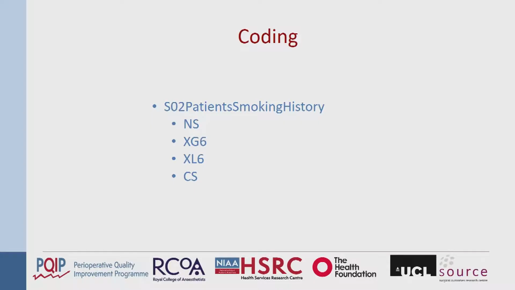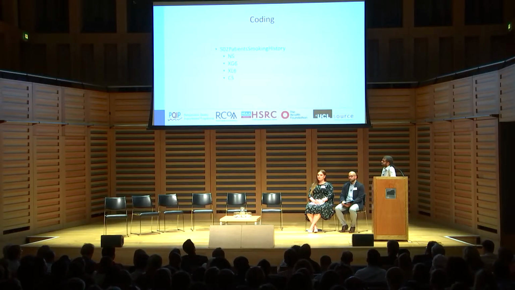However, as you can imagine, the PQIP dataset is quite large, and this requires an element of coding to keep the file size down. However, it's not always intuitive as to what that coding means. So, for example, within the dataset, if you were to export the data via the export function, you'll see a field called SO2 patient smoking history, which roughly makes sense. However, within that field, you'll see NS, XG6, XL6, and CS, which doesn't always make a huge amount of sense, certainly to me.